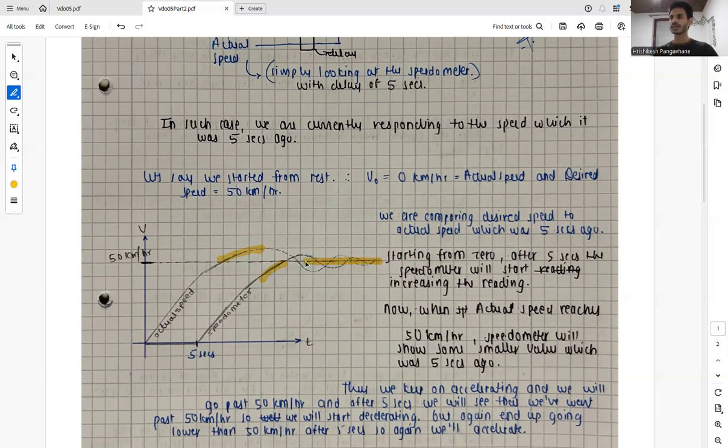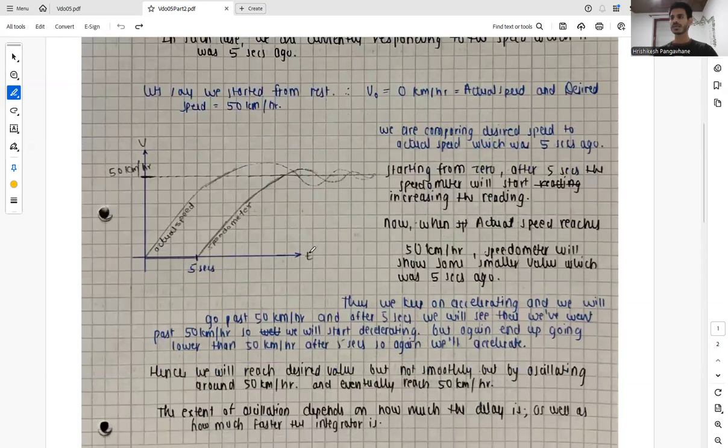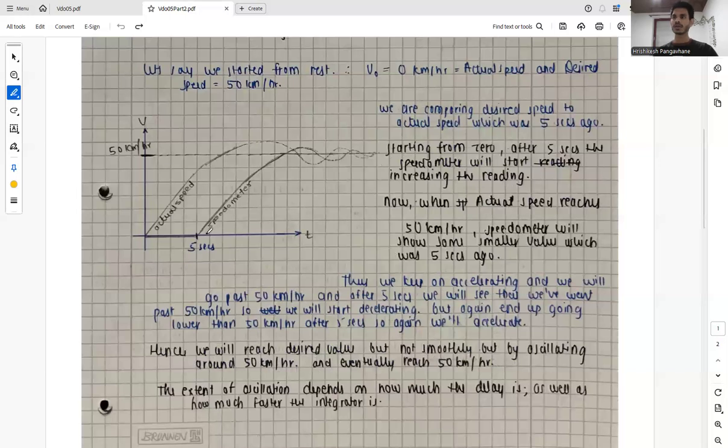But before reaching a steady state, a kind of ripple is faced due to the delay. So I think I have laid out a proper idea of delay and its effect on our system using this real-time example. We will reach the desired value, but not smoothly, but by oscillating around the desired value and eventually settling at it. The extent of the oscillation depends on how much the delay is, as well as on how fast the integrator is, so basically how fast we took action based on the sensor, or the speedometer.